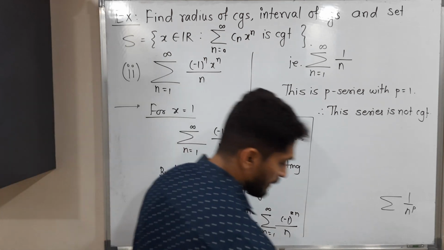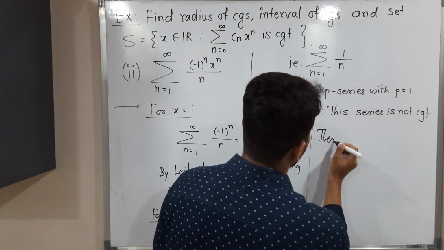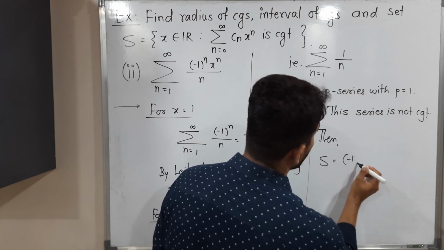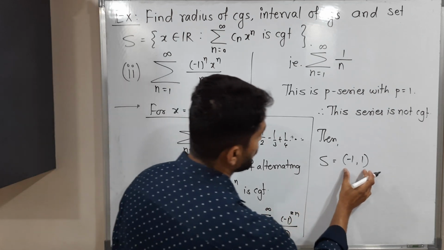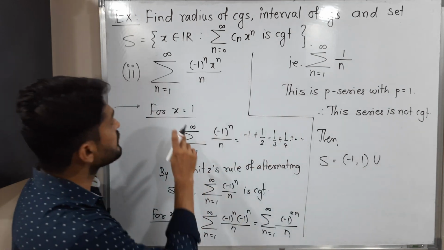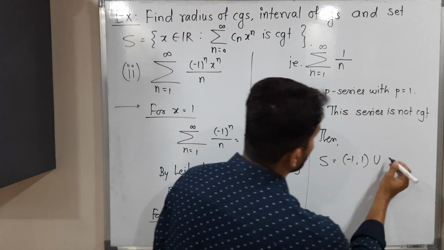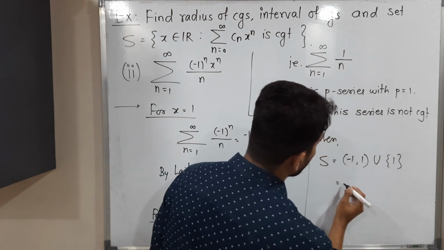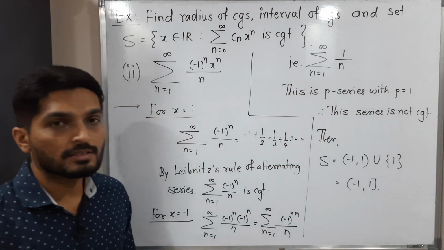So therefore, let me mention here, the set S is equal to, obviously, the interval of convergence minus 1 comma 1, union this point also. I will add it there, since for 1 also we are getting a convergent series: union the singleton 1. That means we will have a set like this, open at minus 1 and closed at 1. So this is the required set S.